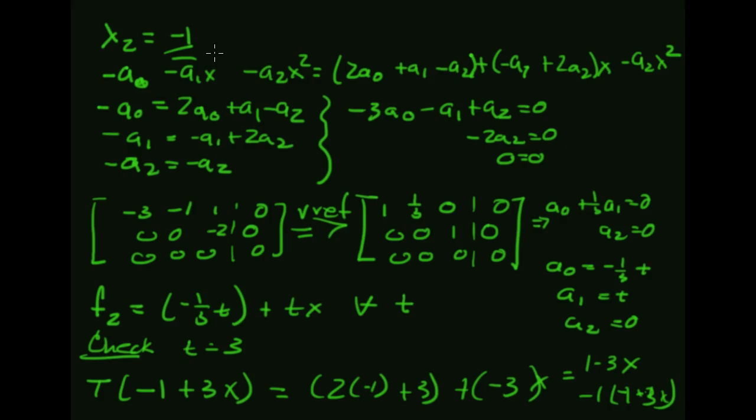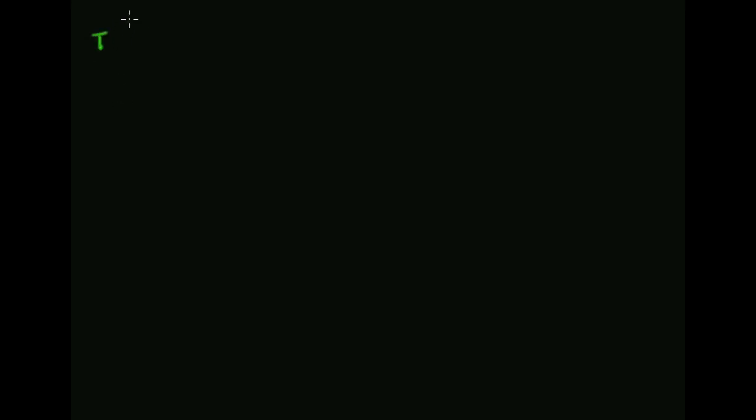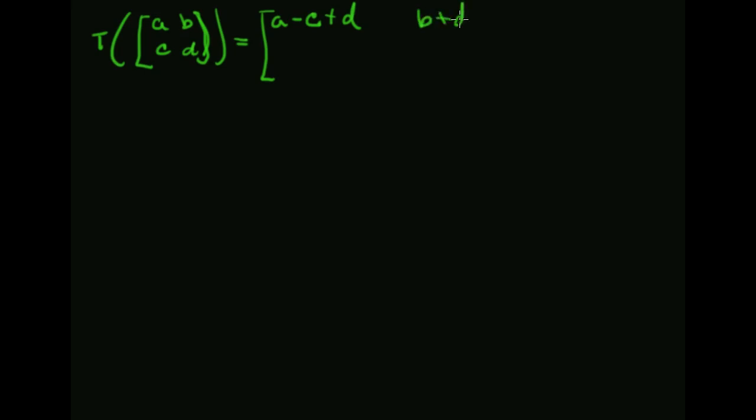Number 5 is basically the same problem, except we do it with matrices instead of polynomials. So let's do that. We're given that the transformation of some 2 by 2 matrix is going to yield another 2 by 2 matrix, right? I have A minus C plus D, B plus D, negative 2A plus 2C minus 2D, and then 2B plus 2D.